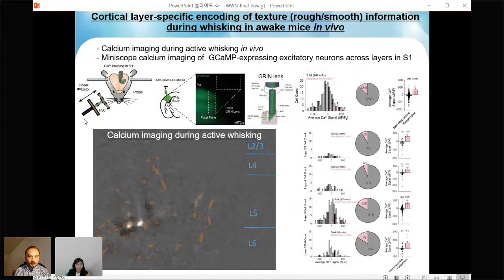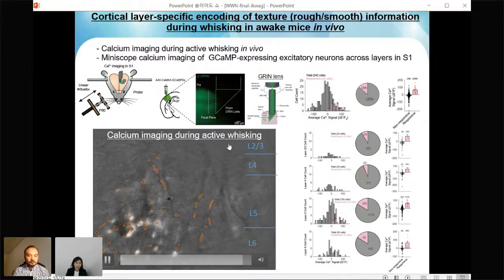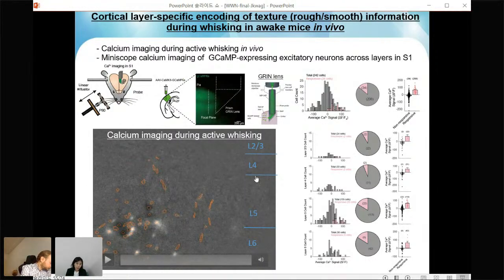Now returning to calcium imaging using miniaturized microscopes, and especially using a lens that can monitor the calcium activities across the cortical layers, not just within the layer. So using the GRIN lens that has this prism type, we can monitor the spiking activities or calcium activities of neurons during whisker stimulation of different textures across layers 2, 3, 4, 5, 6.